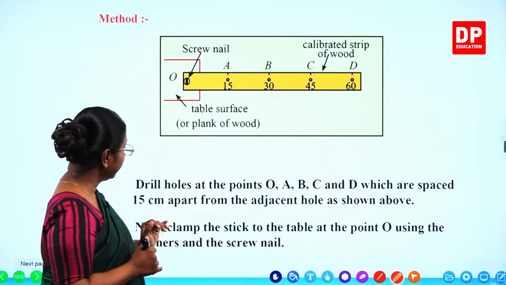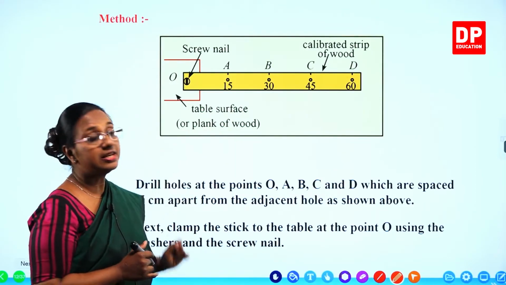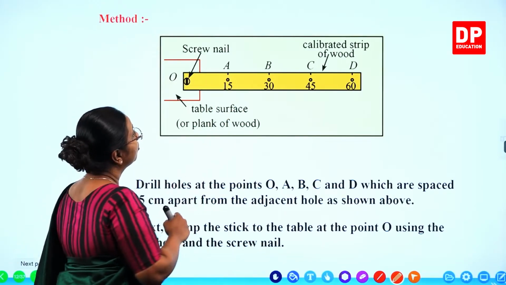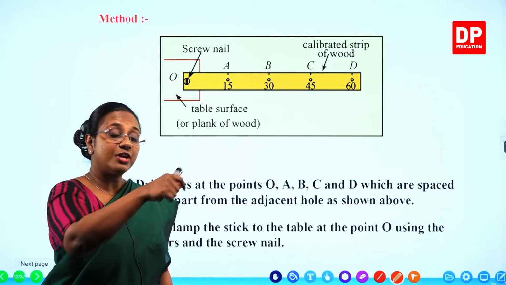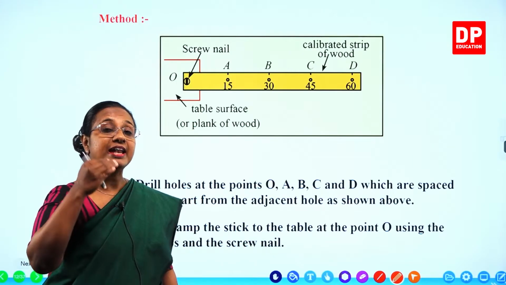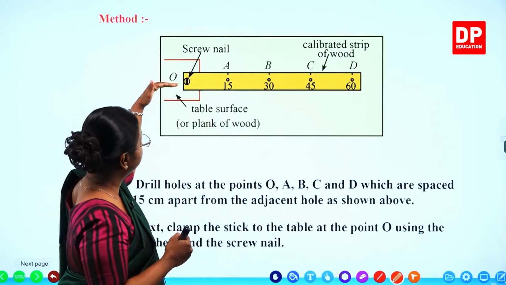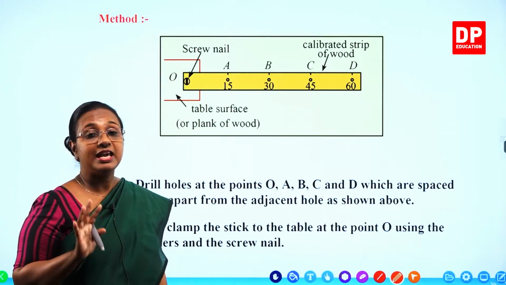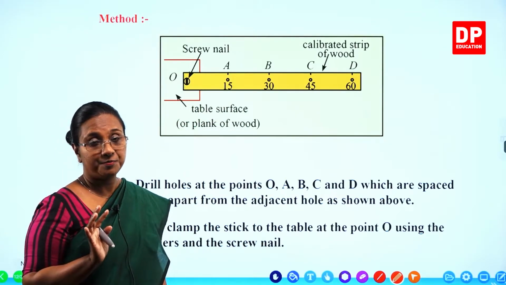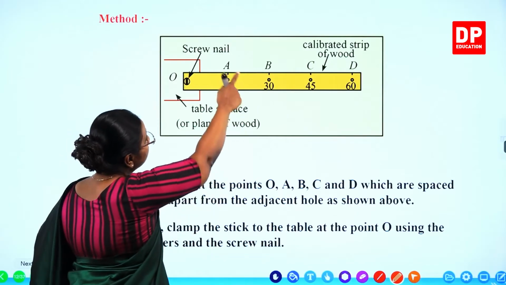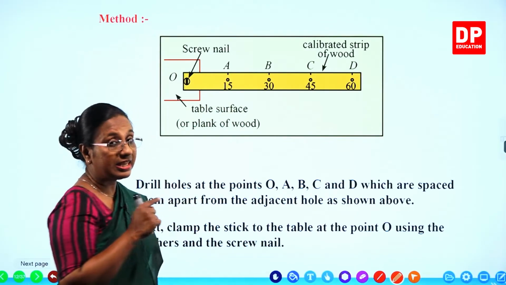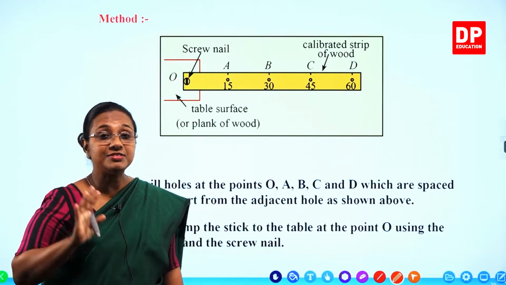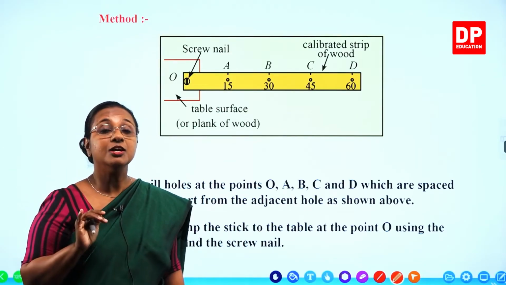Then we have to fix a Newton balance. We can start by fixing it to point A, and you try to pull the strip of wood, and as it starts to move, if it just slightly moves, we take the Newton balance reading. You will see when you fix the Newton balance to point A, you will need to apply a very high force. We have seen that with the activity with the door.